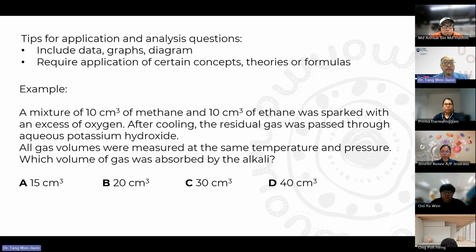Or if you give them a map and ask questions related to the map, and they need to use certain calculations to work out the distance, that will be considered an analysis question as well. All right, any questions before I move on? Okay, so that was MCQ.